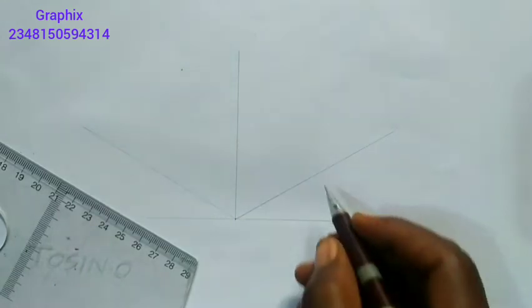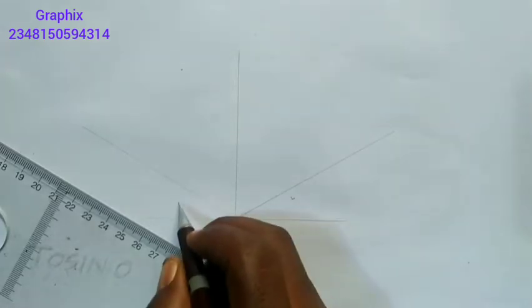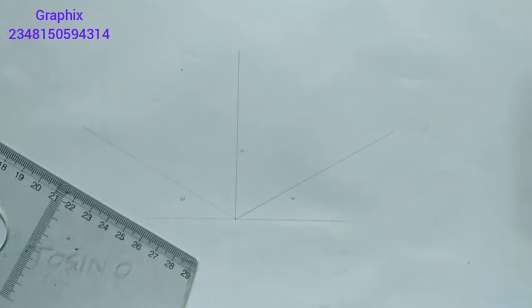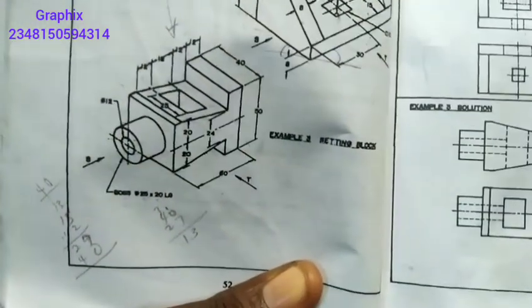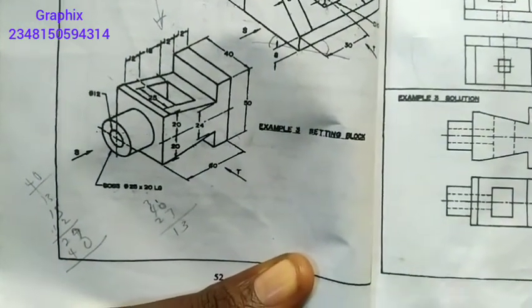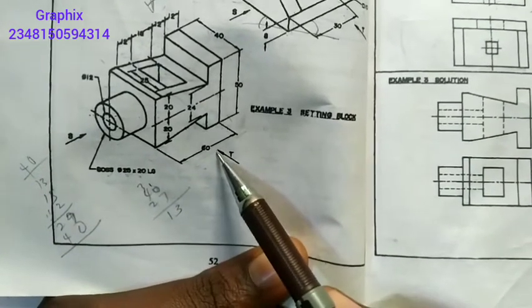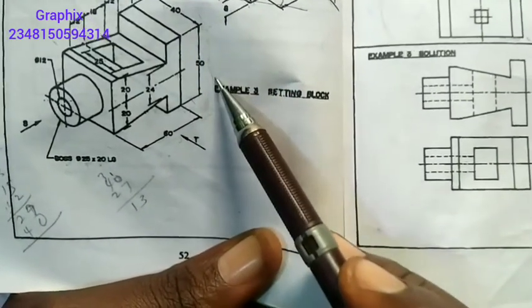Now we should know very well that this aspect here is called the length. Then this is the width, and we have what's called the height, like I showed in my last video. Now we want to replicate this drawing. If you look at this drawing, the entire length here is 60, while the entire height is what? 50.